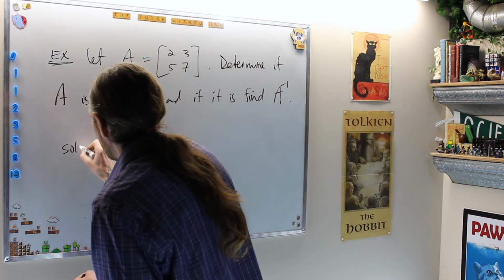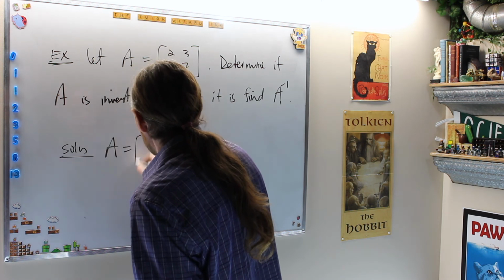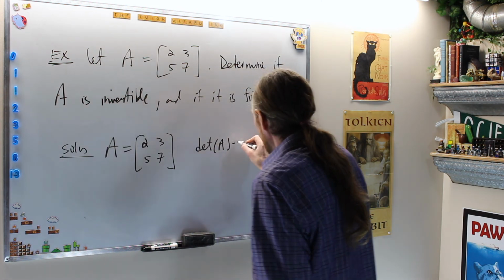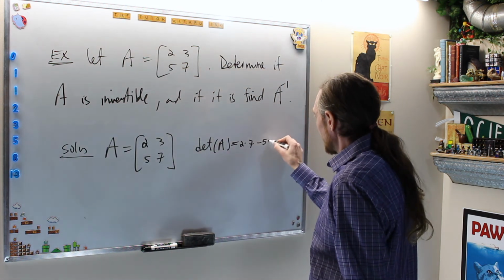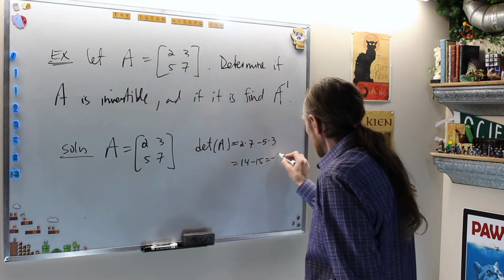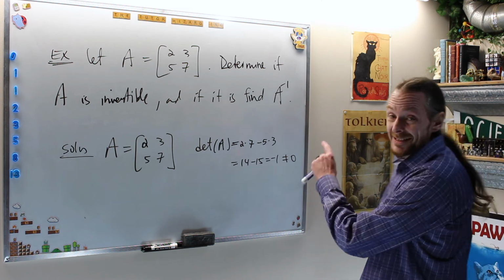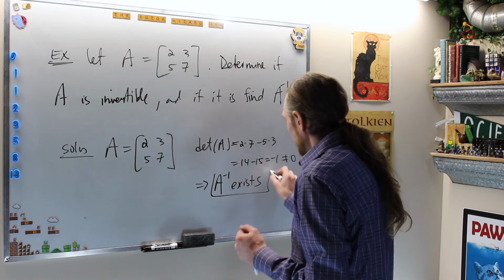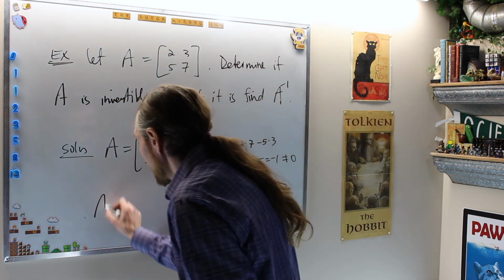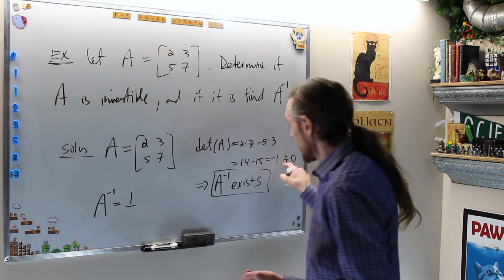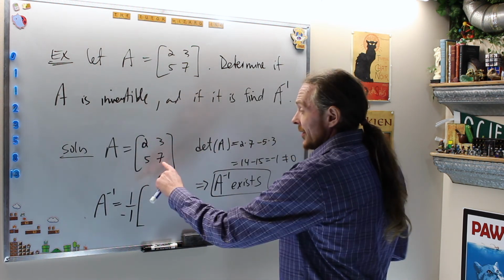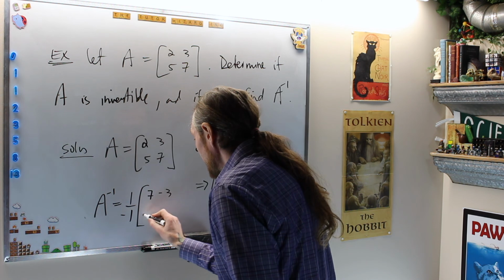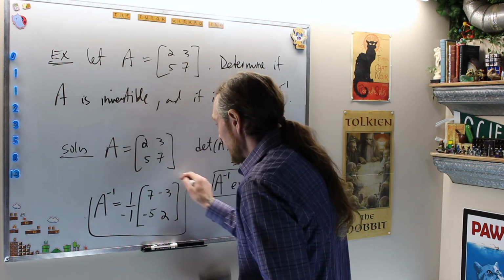Solution. A is [2, 3; 5, 7]. So the determinant of A is 2 times 7 minus 5 times 3, which is 14 minus 15, which is negative 1, which is not 0. The determinant is not 0. This says that A inverse exists. Moreover, the theorem tells me that A inverse is 1 over the determinant, which is minus 1, times you flip the main diagonal, 7 and 2, and you put negatives on the off diagonal, negative 3, negative 5. This is the inverse of the matrix.